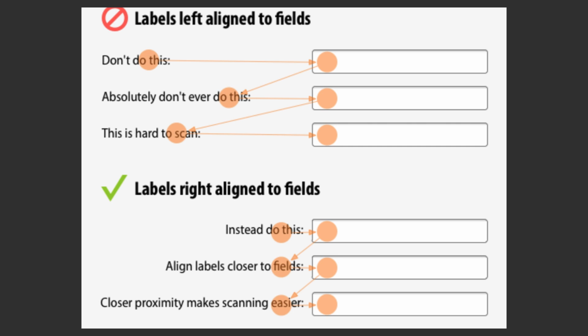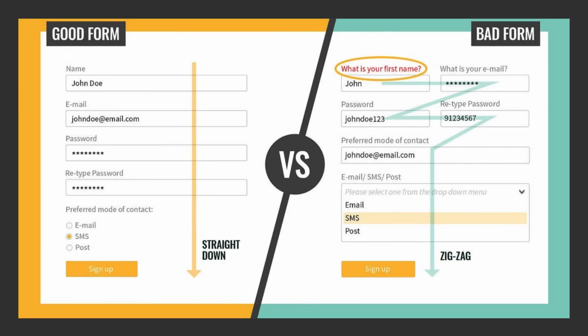At the top, notice how the form labels are separated from their fields, forcing your brain to do the work of matching them, slowing you down. At the bottom, labels sit right next to their inputs. This grouping minimizes effort and speeds up form completion.